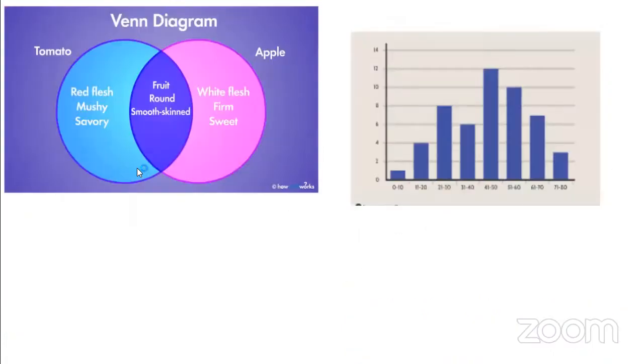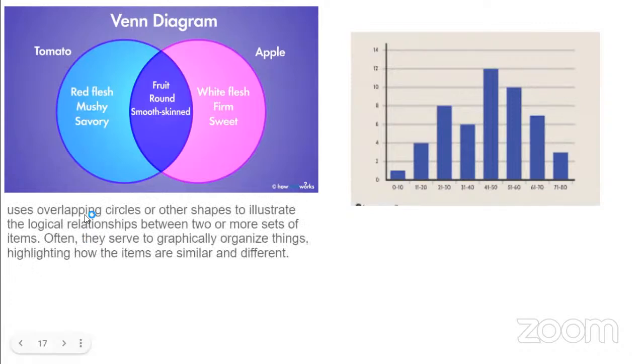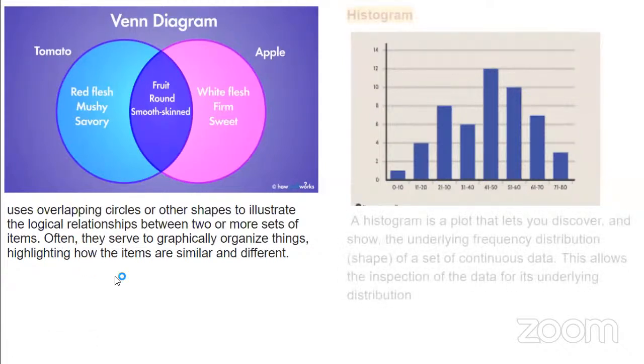Now, Venn diagrams are used to explain differences and similarities between two variables. Things that appear in the area where both circles overlap, we put as similarities there, and those that are only present in each variable, we put in their own parts. They are used to illustrate logical relationships between two or more sets of items. They serve to graphically organize things, highlighting how the items are similar and different.